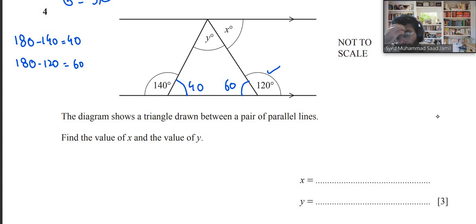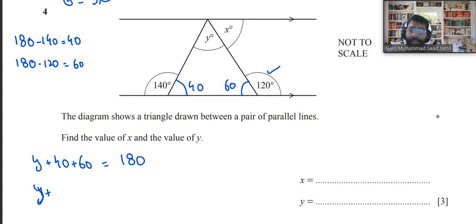Okay. Now, in order to find y, you will do y plus 40 plus 60 is equals to 180 because the sum of angles in a triangle is 180 degrees. Y plus 40 plus 60 is 100 is equals to 180. Okay, y is equals to 180 minus 100.